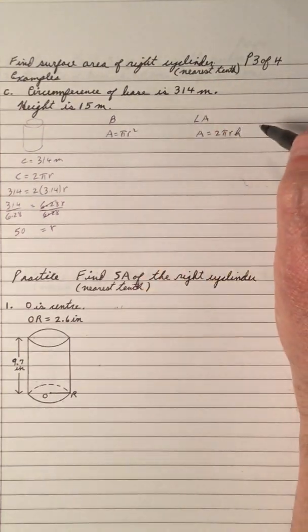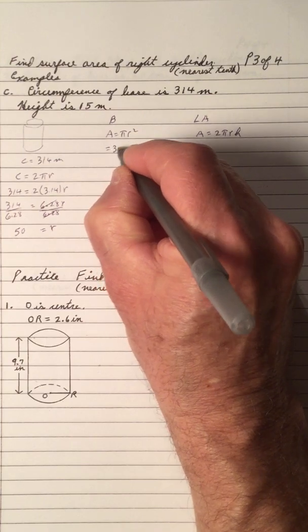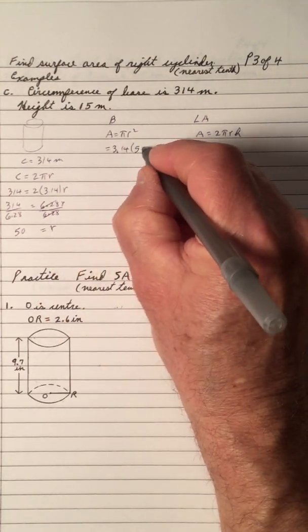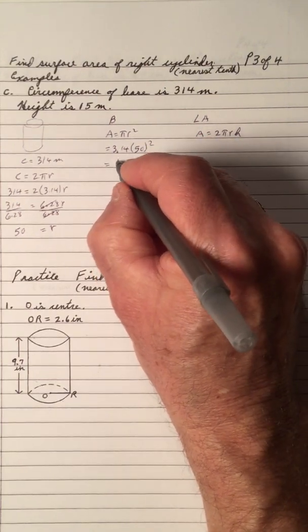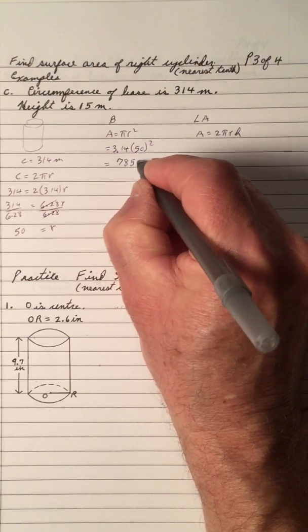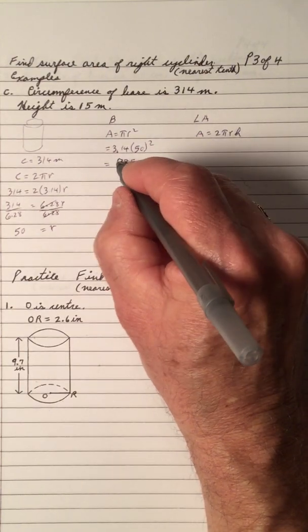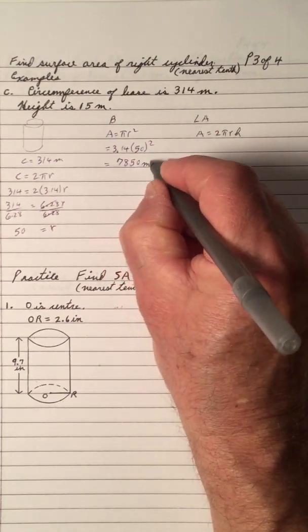But let's do the base area first. The area of one circle is 3.14 times the radius, which is 50 squared. Using a calculator, 3.14 times 50 squared is 7,850. And my units are in meters, so this is square meters.